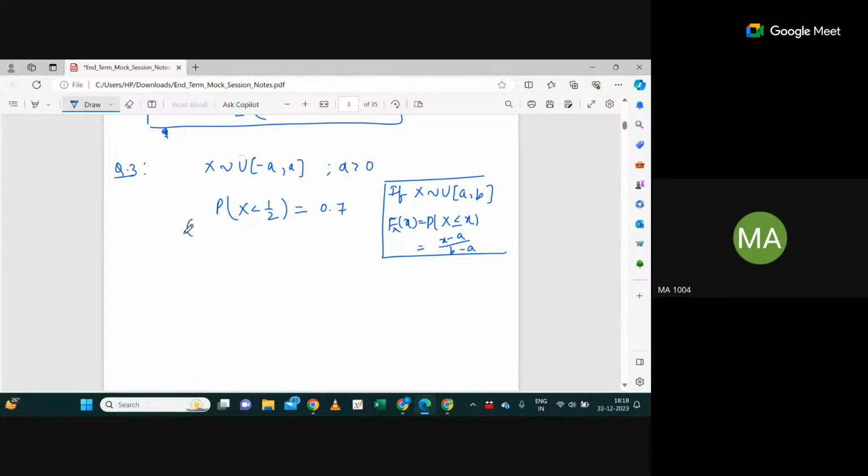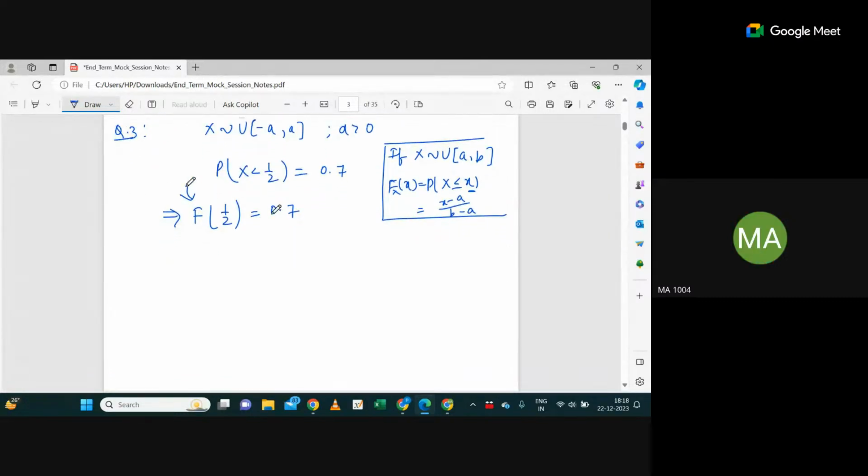Now, so that means what? This is nothing but F of half. If you compare, small x is half now, right? Since this is continuous, the equality sign doesn't matter, right? Yes, sir. Now, x minus a: x here is half, minus a means lower limit. What is the lower limit here? Minus a, right? Divide by b minus a, where b is the upper limit and a is the lower limit. Here b is a, so a minus of minus a, which equals 0.7.